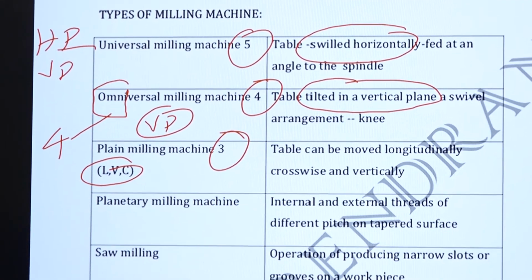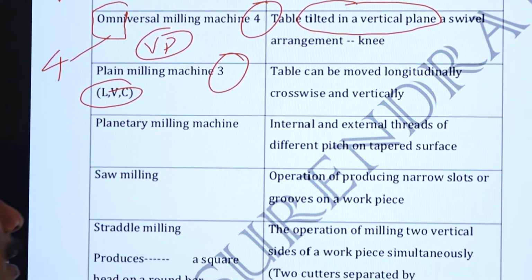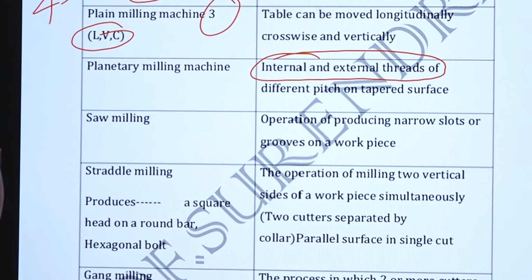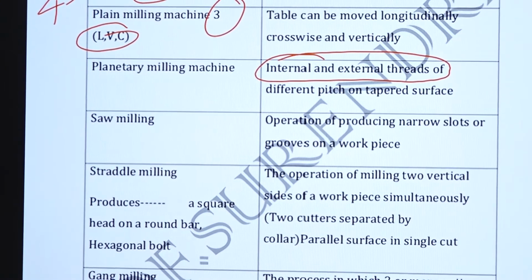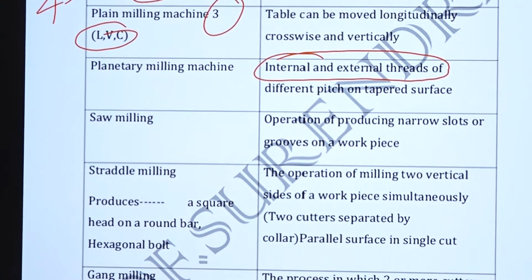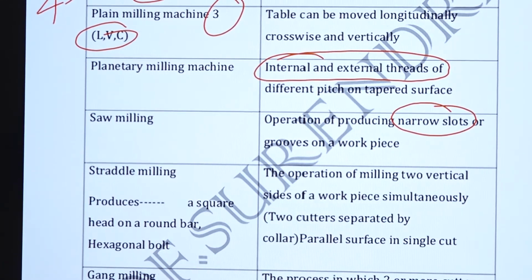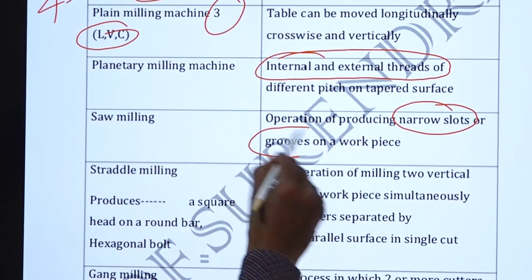Next is planetary milling machine. In planetary milling machine, what happens? We have internal and external threads of different pitch on the tapered surface. So next is saw milling. Saw milling is used to produce a narrow slot. Saw milling, narrow slots or grooves.